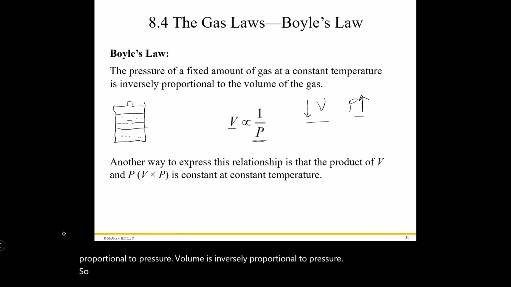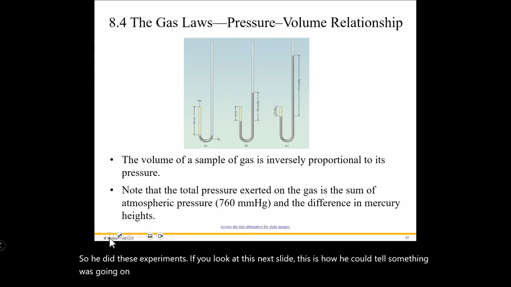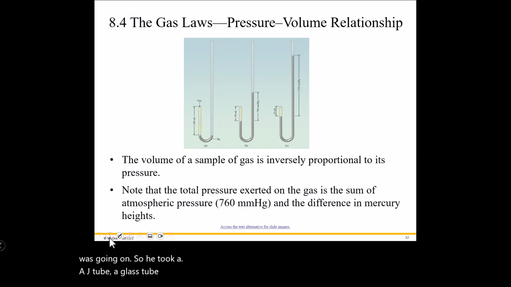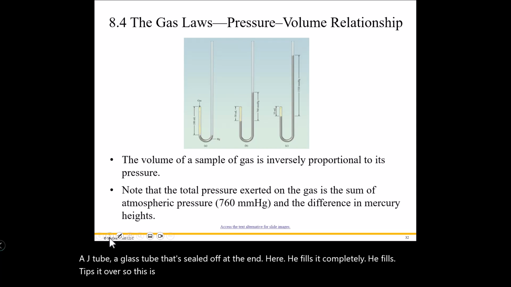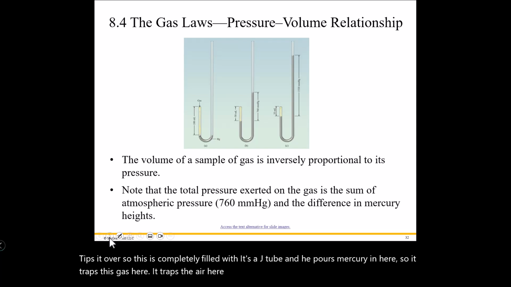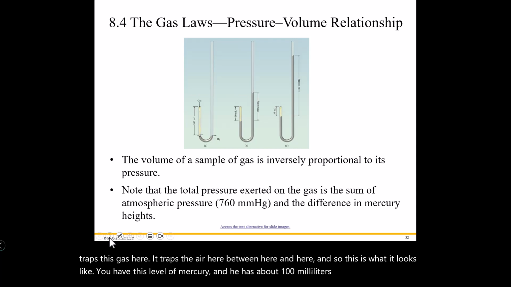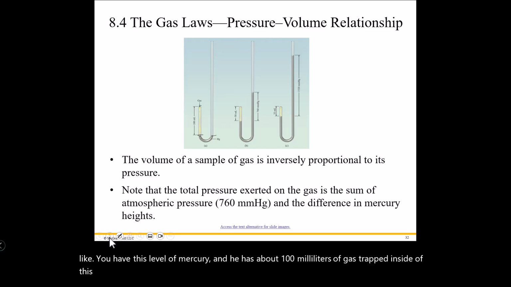So he did these experiments. If you look at this next slide, this is how he could tell something was going on. He took a J tube, a glass tube that's sealed off at the end here. He tips it over and pours mercury in here, so it traps the air here between here and here. And so this is what it looks like. You have this level of mercury, and he has about 100 milliliters of gas trapped inside of this J tube. It is sealed off at this end here.